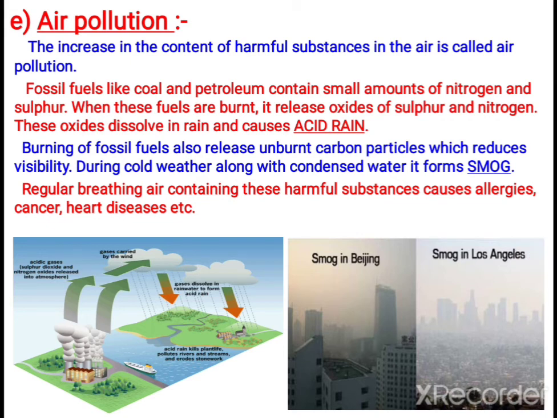Wherever it is highly polluted, with more automobiles and industries, we get this type of smog formation, acid rain, and more air pollution. Clean air you can get in villages because there are fewer industries and less automobile use. When you observe villages or rural areas, they are less polluted compared to urban areas. Regular breathing of polluted air, the harmful substances get into your lungs, and it can cause allergies, cancer, heart diseases, etc.